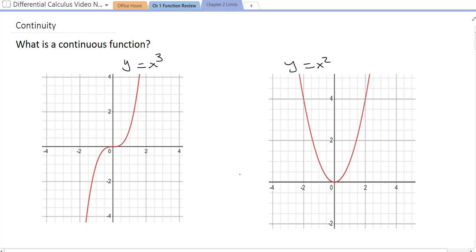So what does it mean to be continuous? Graphically, it means that there are no breaks, no holes, no jumps in the graph. Another way you can think of it is that if you were to draw the graph, you would never pick up your pen or pencil from your paper. It was just a continuous movement, right? There are no jumps or breaks in the graph. Conceptually, that's what it means to be continuous.